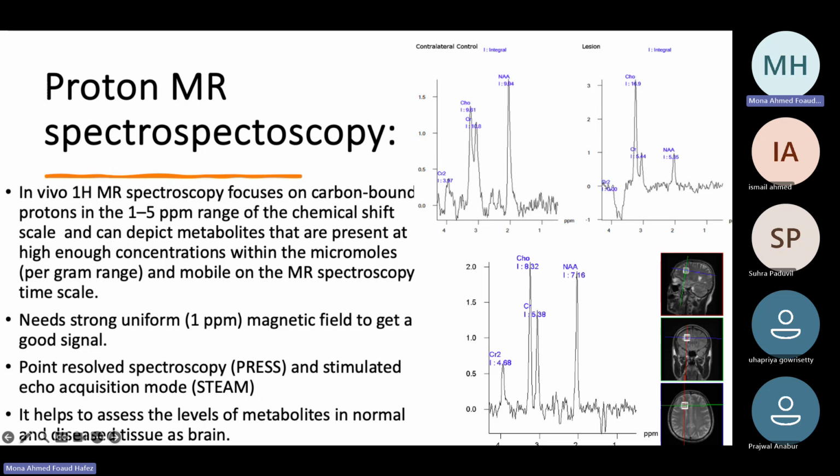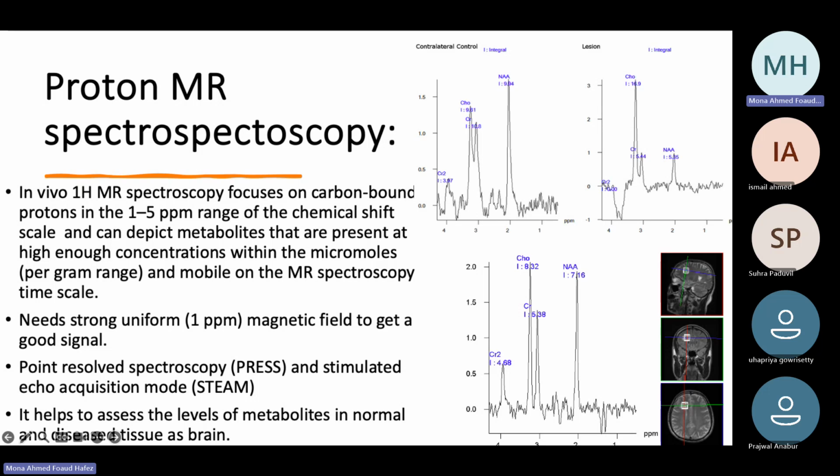The techniques of point resolved spectroscopy, PRESS, and stimulated echo acquisition mode, STEAM, are the most famous techniques to make spectroscopy images. It helps to assess the level of metabolites in normal and diseased tissue. It is used in many tissues other than brain, but the most frequent use is for brain. So we apply an ROI, or region of interest, a small area in the brain.